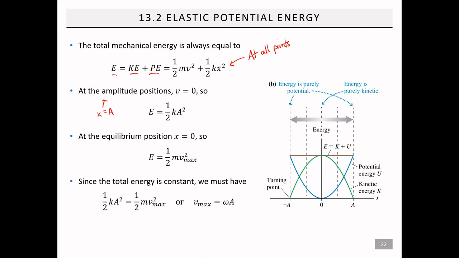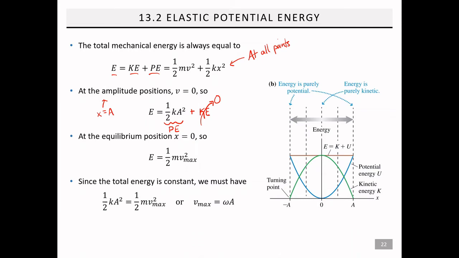Now I want to write the total mechanical energy equation at this amplitude position. So I have E is equal to the potential energy plus the kinetic energy. But since the velocity is 0, the kinetic energy will be 0, so I ignore that term. So at the amplitude position, the total mechanical energy is equal to 1/2 times K A squared.